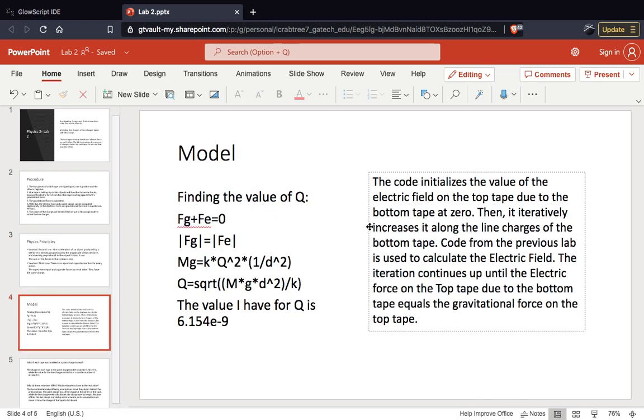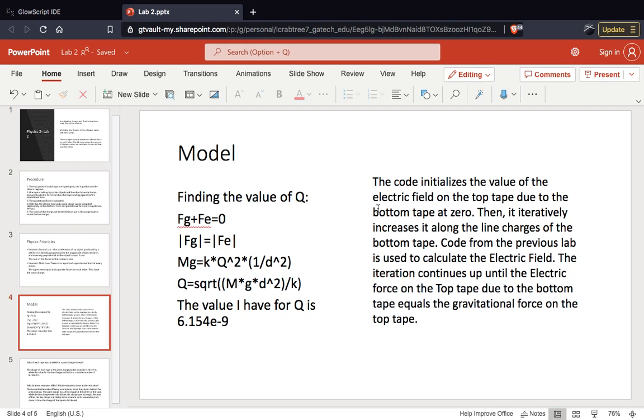And so in this model, the value for Q was found using some simple algebra, equating the force of gravity and the electric force. With some algebra, the variable for Q can be singled out, and using the known values, you can derive a value. So the value which is used in this one is 6.154 times 10 to the negative 9.